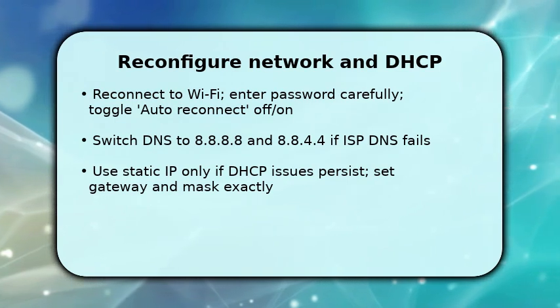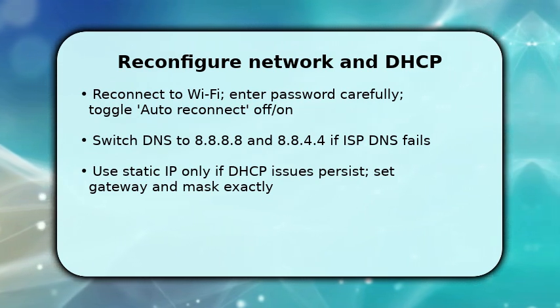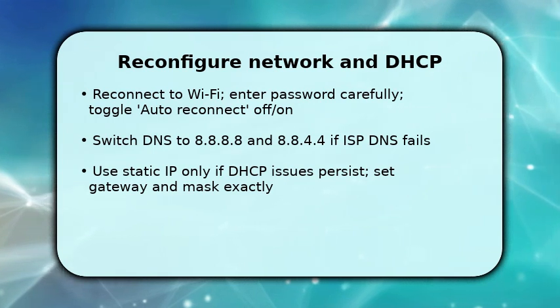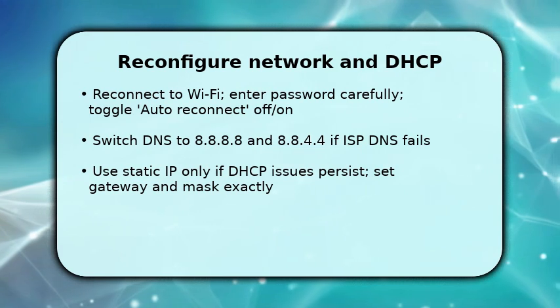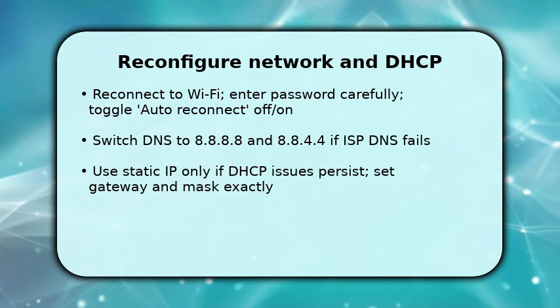If you still show connected, no internet, change DNS to Google's 8.8.8.8 and 8.8.4.4 to bypass ISP DNS problems. If DHCP assigns no route, assign a static IP matching your router's subnet. Use the correct gateway and map.